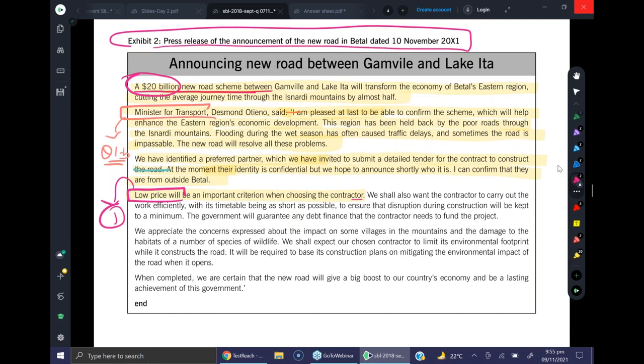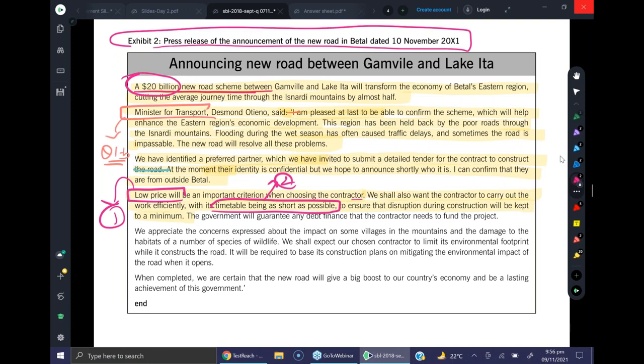Okay, we shall also want the contractor to carry out the work efficiently, with the timetable being as short as possible to ensure that disruption during the project will be kept to a minimum. So what's the second criteria? Timetable should be as short as possible. So this will be difficult to meet because there might be delays, and constructing a road in mountains might be very tricky. It's not like constructing a road where the land is flat. So more time, more planning, more time in execution, more slippage might be there. So that's the second difficulty.